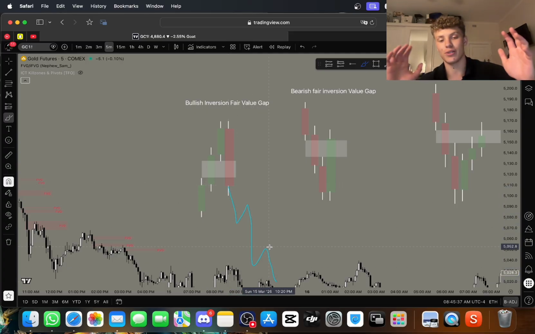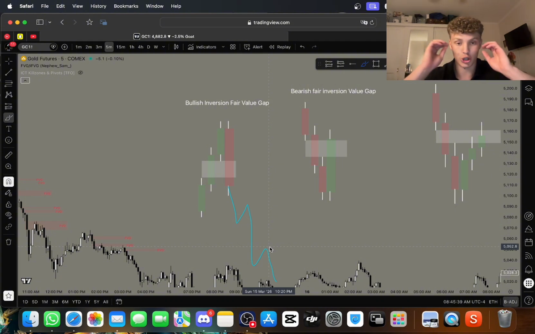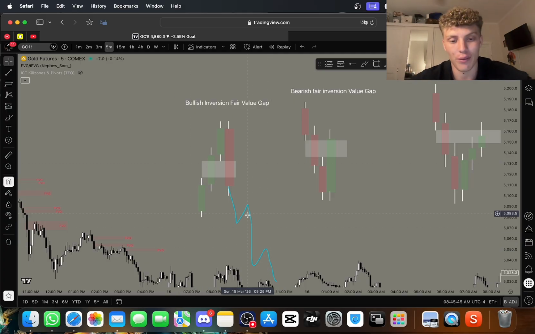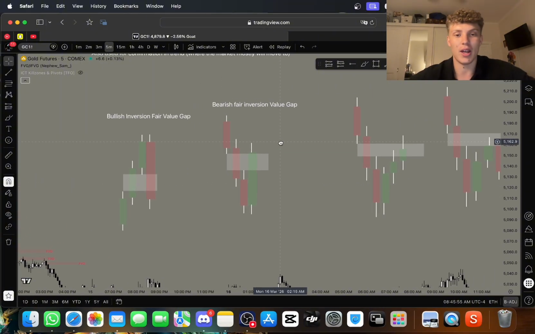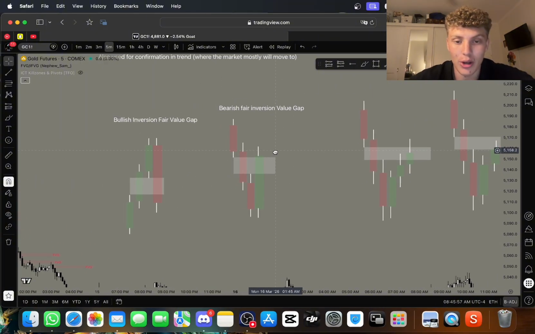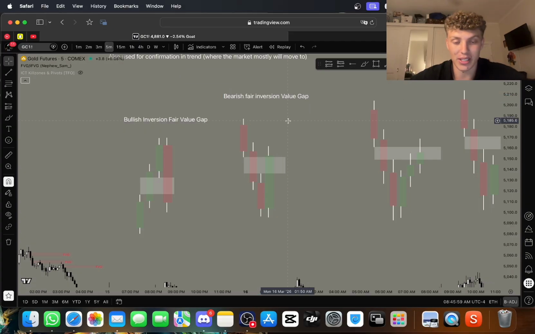So that's what an inversion fair value gap mainly does, it shows us that we want to continue going in the opposite direction, kind of the trend. So very simple. We have a candle, a full candle closure below this fair value gap, inverting it. And then a bearish fair value gap getting inverted to the upside. Very simple to see as well.